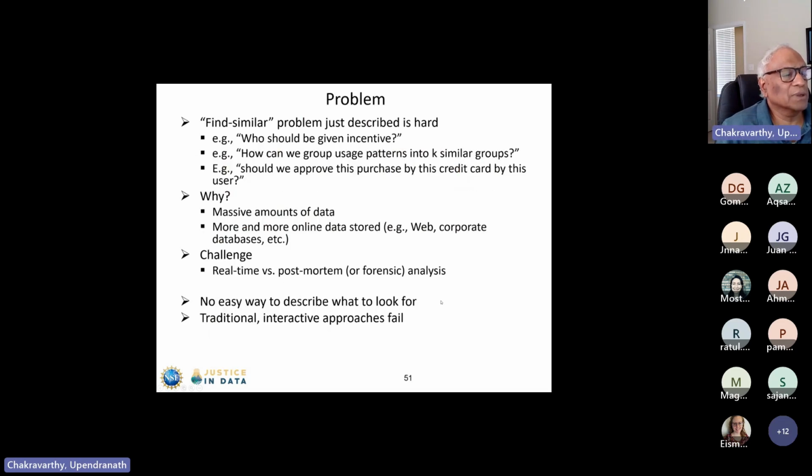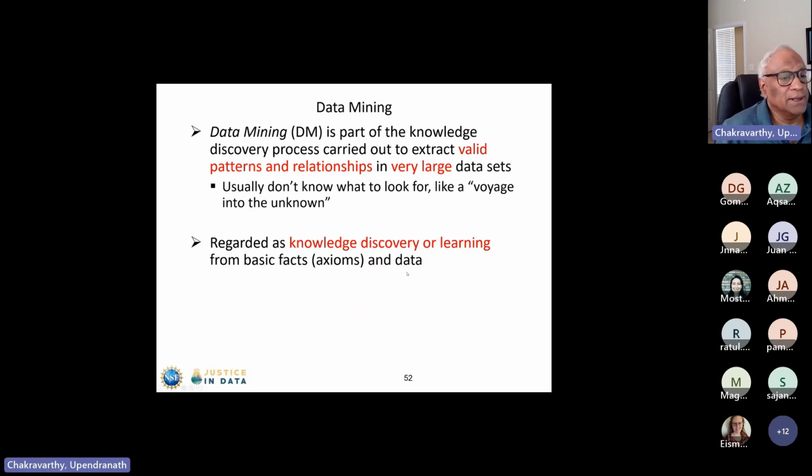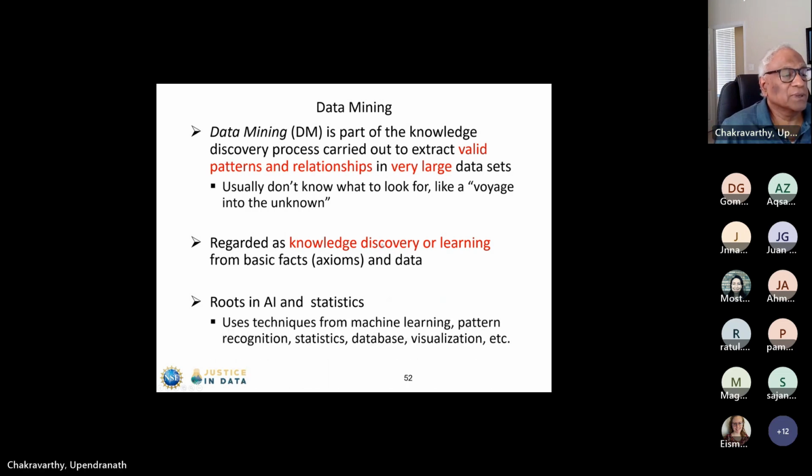So data mining is part of the knowledge discovery process carried out to extract valid patterns and relationships in very large data sets. Usually you don't know what you're looking for. It is regarded as knowledge discovery or learning from basic facts or raw data. It is rooted in AI and uses a lot of statistics, and uses techniques from machine learning, pattern recognition, statistics, database, and visualization.